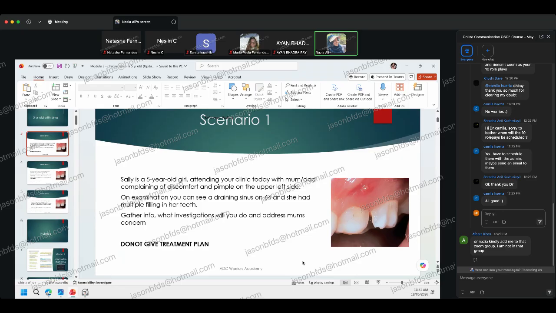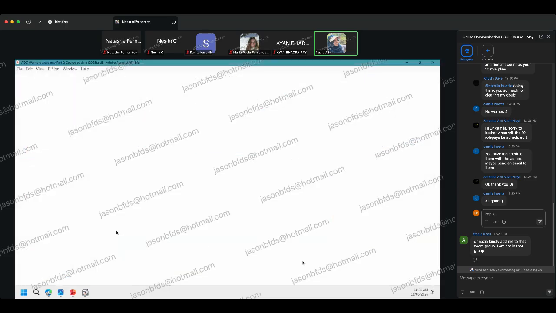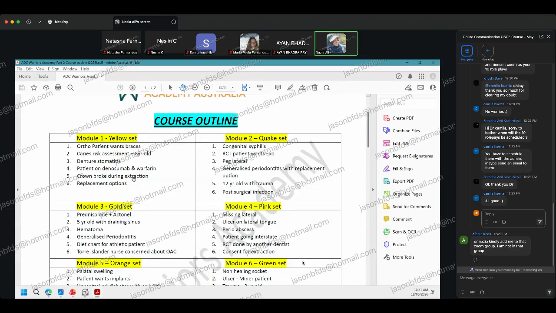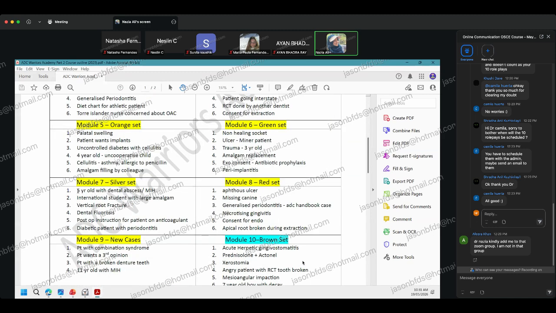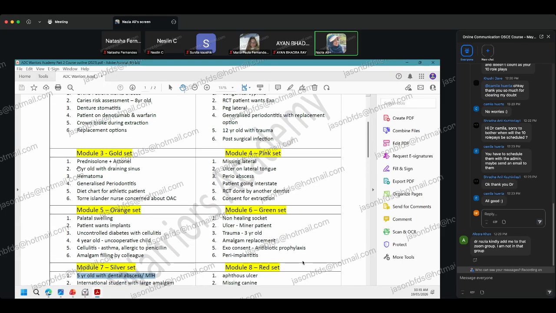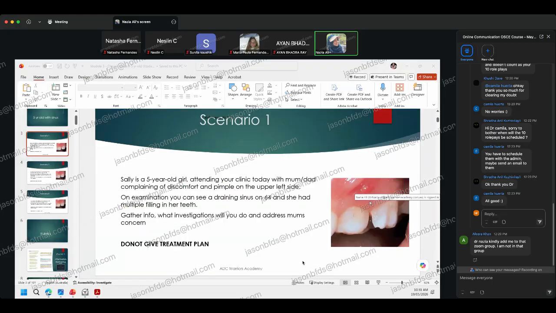So now, when we do these cases in the exam or in the classes, what I love doing is making connections. And this case is so similar to the one that we will cover again in the silver set. So in the silver set 5-year-old, we're dealing with acute abscess. And this one that we are just doing today, it's a chronic abscess. It's a chronic infection. That's why it's draining. And that's why there is no pain other than just pain on biting.